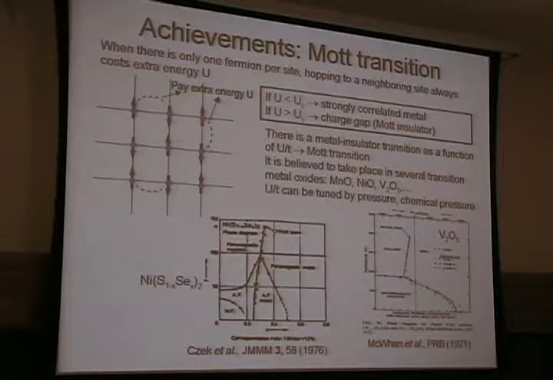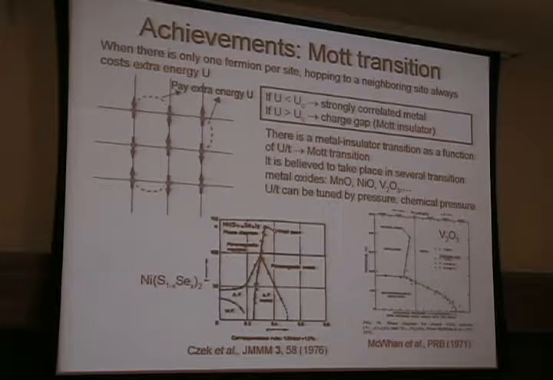So in this case, if you have n equals 1 electron per site, there's a metal-insulator transition as a function of U. And this transition, as we heard before, is believed to take place in several transition metal oxides. There are some examples there. We heard a lot about this compound in the last talk, and also V2O3.